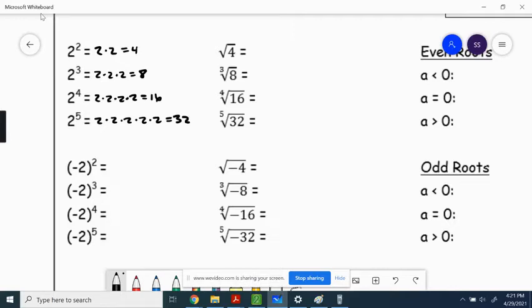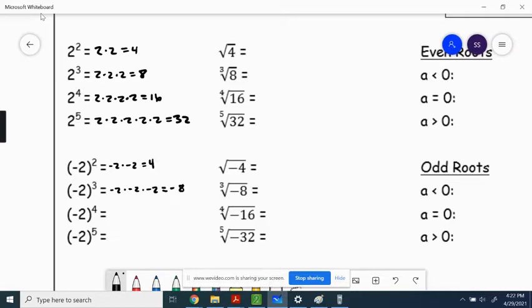And now we look at negative 2. So negative 2 squared is negative 2 times negative 2, which is positive 4. Negative 2 to the third is negative 2 times negative 2 times negative 2, which is a negative times a negative is a positive. A positive times a negative is a negative. So this is negative 8.